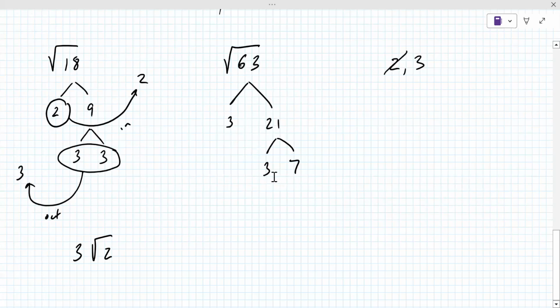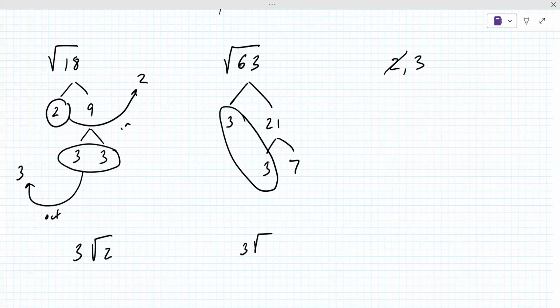Because you can't divide 7 by 2 and get a whole number, or 3. 7 is a prime number. These are all prime numbers on the leaves. You've got a pair of 3s, so this becomes 3 square root 7.